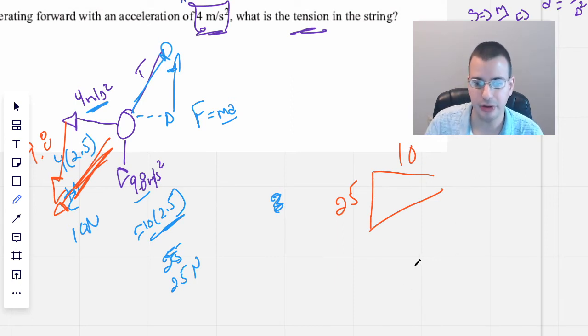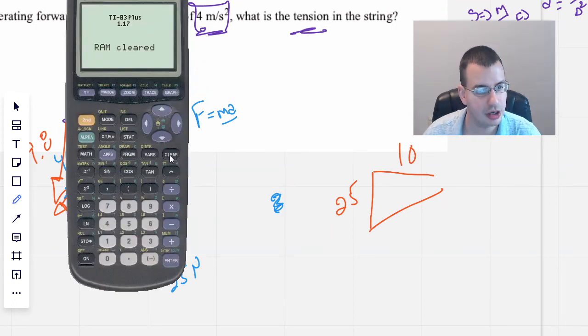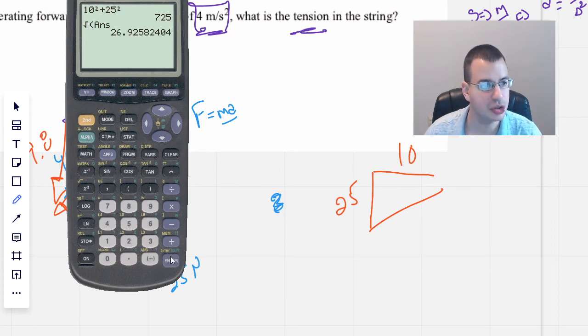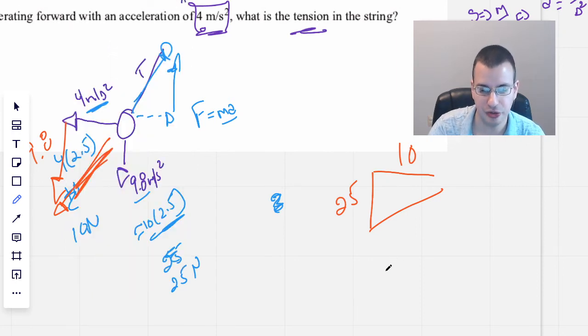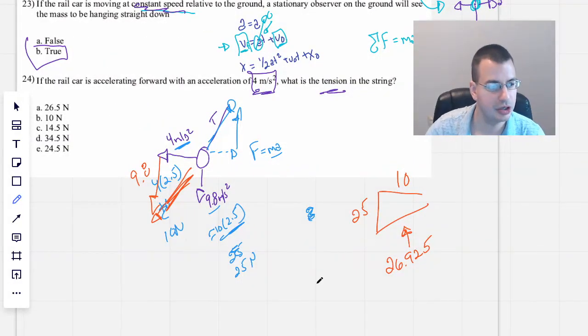Square both of them. I'm going to use a calculator. 10 squared, that's 100. 25 squared, which is 625, so we should get about 725. Second square root, second answer, we get 26.925. That will be this hypotenuse right here, and that will be the force.